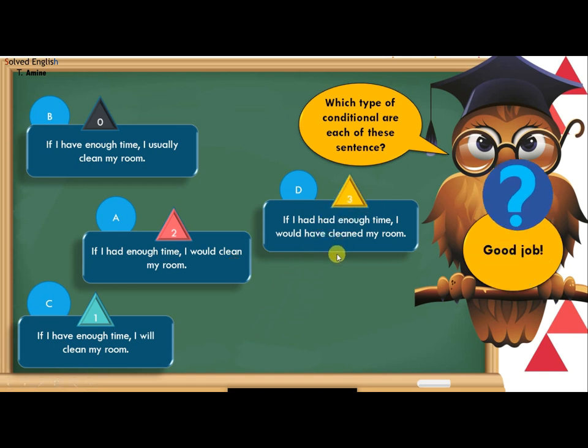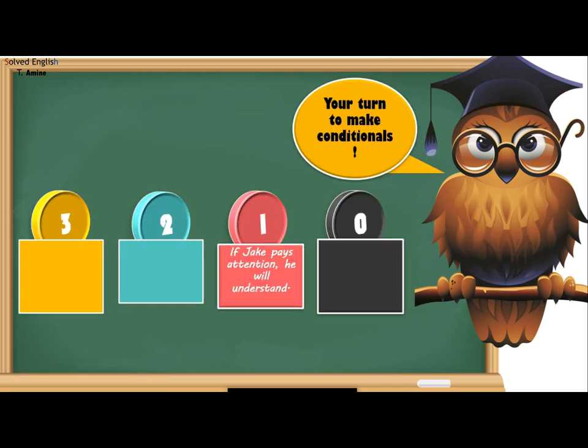And finally, conditional type 3 is sentence D, because in the if clause we have the past perfect, which is had, the past perfect of the verb to have. And in the result clause, we have would plus have plus the past participle of the verb to clean, which is I would have cleaned. I hope you got them all right, and Mr. Ol here says, good job. If you got all the sentences right, you did a very good job. Congratulations.